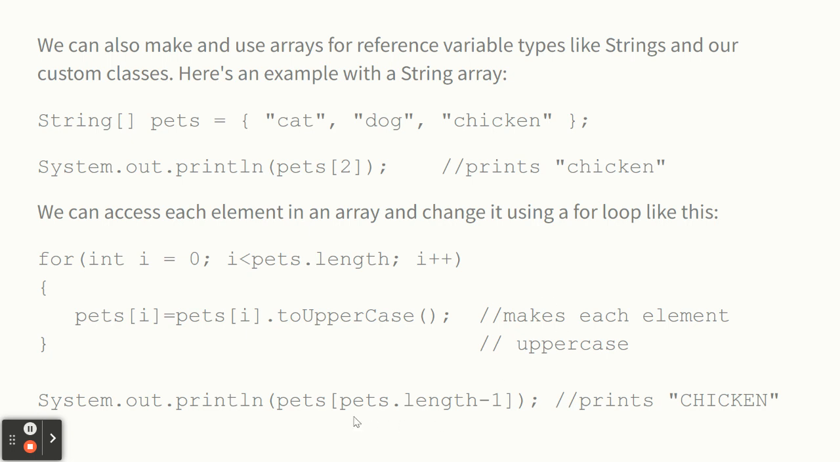Here's another example of me printing the last element in the array without knowing how long it was. I want to print pets at, I'm saying at because of the square brackets. And then I do pets.length minus 1, which means give me the last one. And in this case, it would print chicken uppercase because this code changed them all to be uppercase.